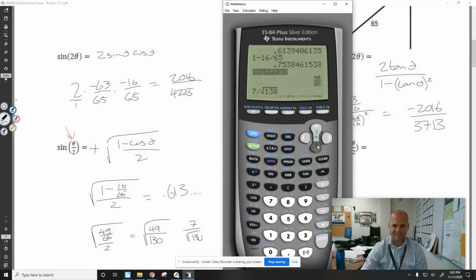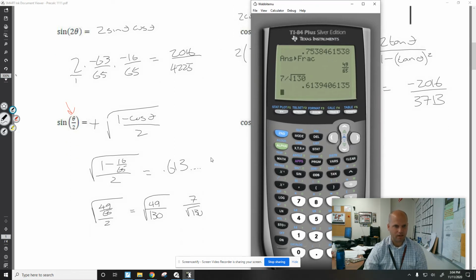Right there. But I think the numbers that you're going to be using end up working out easier. Like, do you have to rationalize this? Root 130, root 130. And get 7 root 130 over 130? I don't think so.